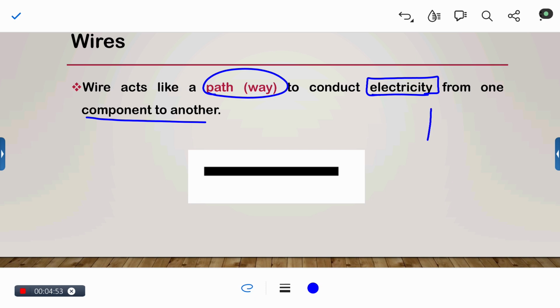For example, let's take a battery and a bulb kept over here, and the key is kept on. Will the electric current flow? No.